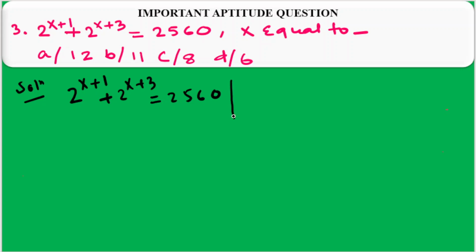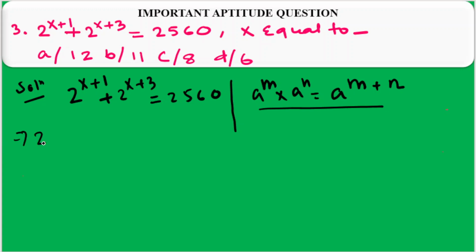Before solving this, from the law of indices, we know that if base is same and power is different, that is, a raised to power m into a raised to power n, we can write this as a raised to power m plus n. Base is same, power is different. So from this, we can write this equation as 2 raised to power x into 2 raised to power 1, then 2 raised to power x into 2 raised to power 3 is equal to 2560.